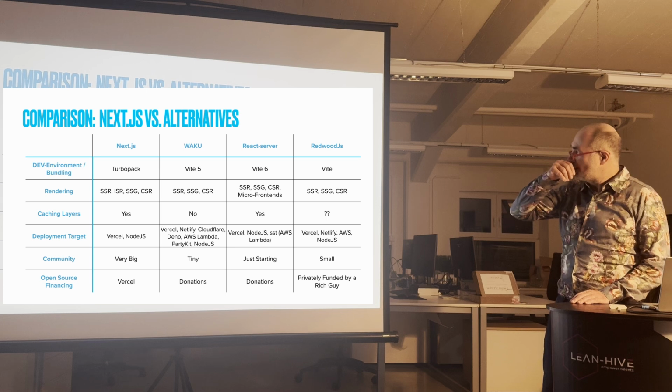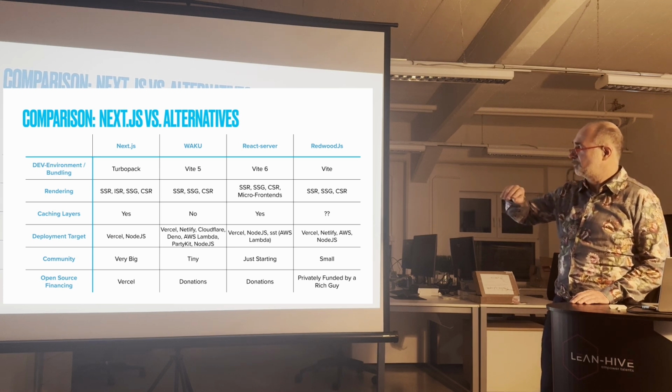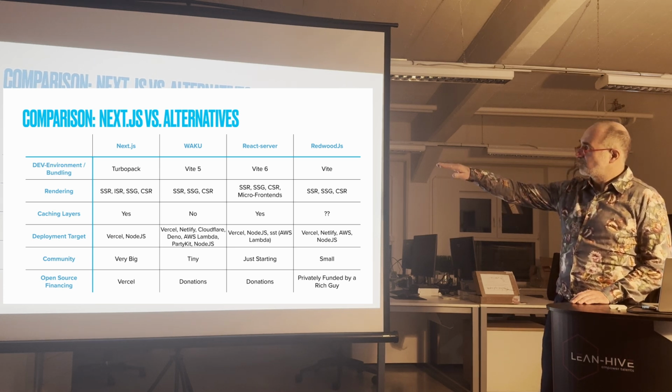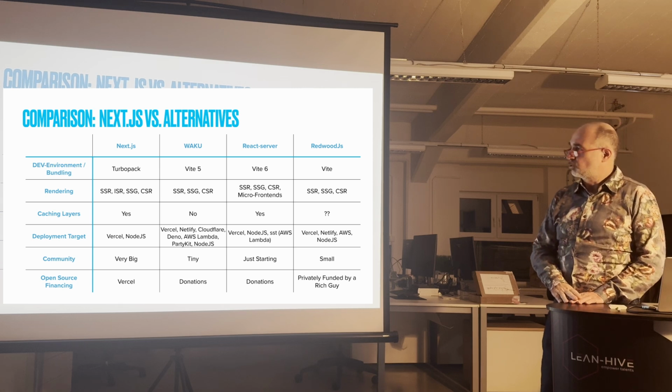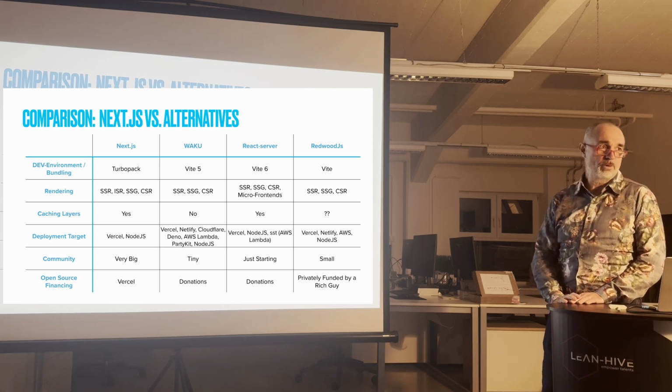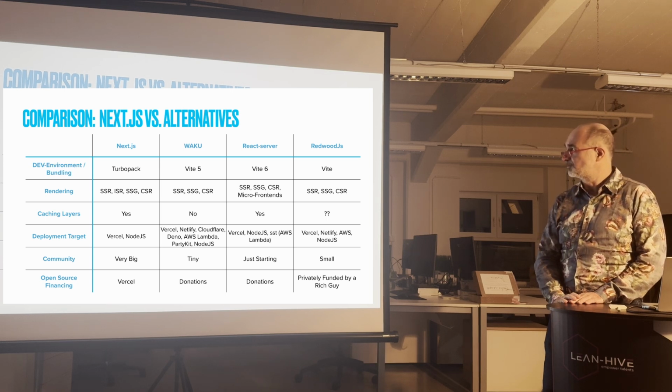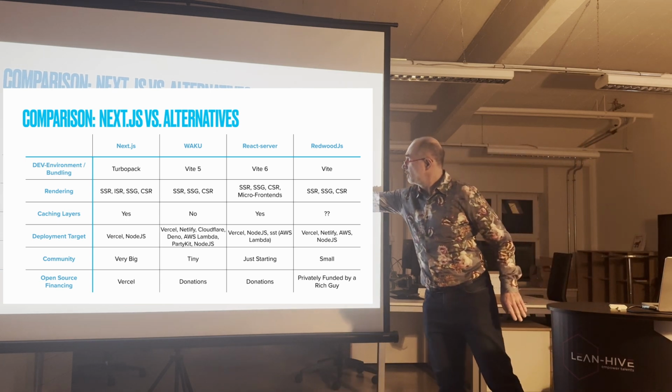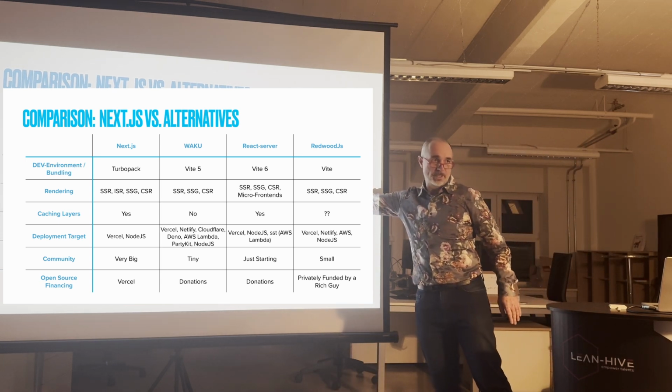I've tried to come up with a comparison of the stuff. Next.js is based on Turbopack, at least the latest version. So they fixed a lot of performance problems with that. Everyone else is based on Vite. The rendering is similar. There's something specific for React Server. They support micro frontends.